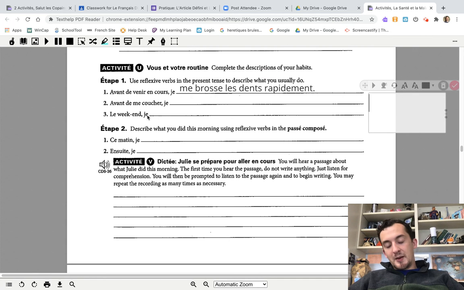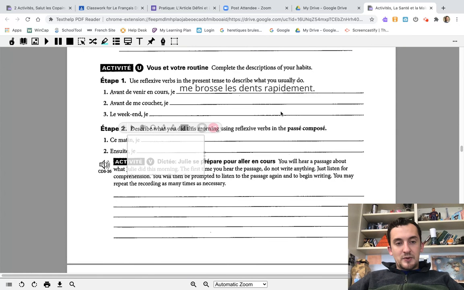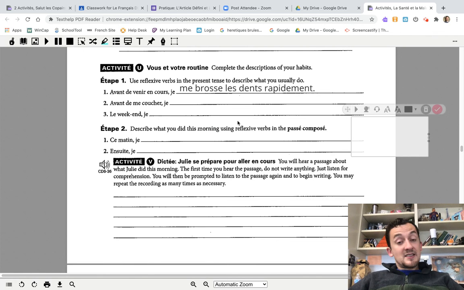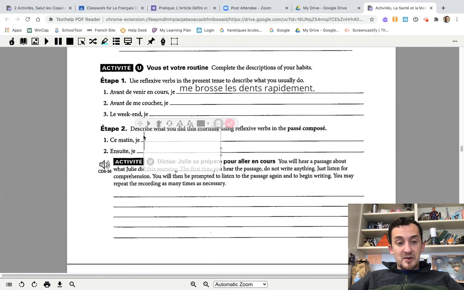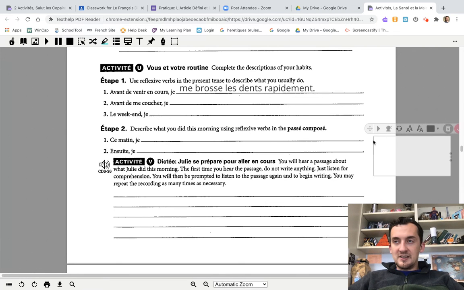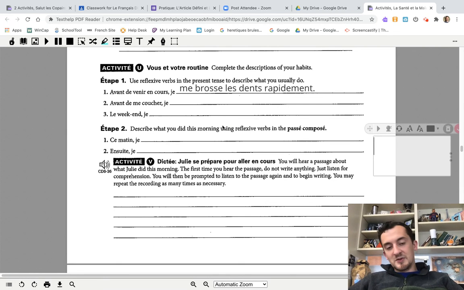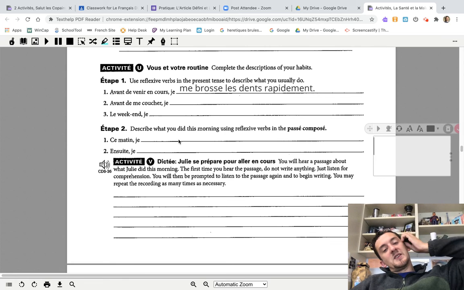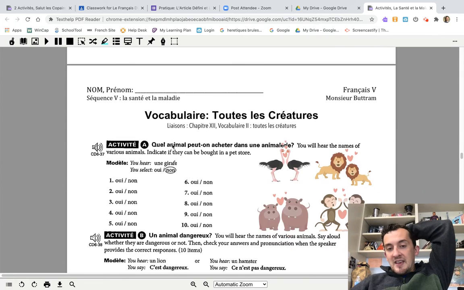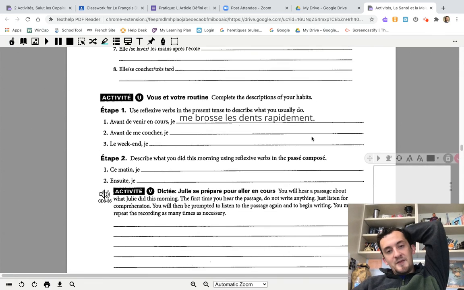If you want to say I get up early, or I guess I stay in late, I sleep late, I get up late, etc. Étape 2, describe what you did this morning using reflexive verbs in the passé composé. So ce matin, you could say je me suis douché, je me suis lavé les dents, je me suis déshabillé, and then it gives ensuite a next. D'accord? And that's all I'm going to have you do in the packet.